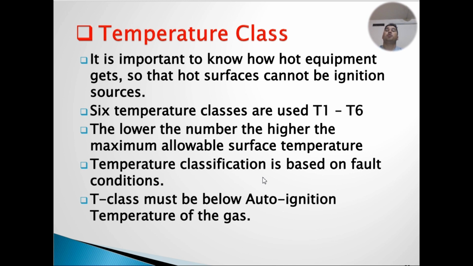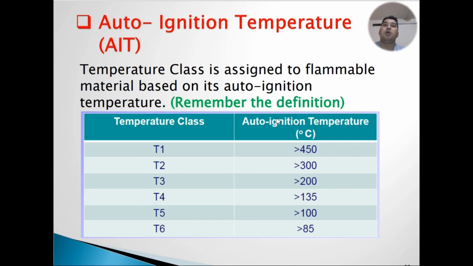Temperature classification is based on fault conditions. Temperature class must be below the auto ignition temperature of the gas. Now, auto ignition temperature: as we know, whenever any solvent or any material reaches a certain temperature, it will automatically start to burn. Temperature class is assigned to flammable material based on its auto ignition temperature. Now the temperature classes, as we know, there are 6 classes, T1 to T6. So the T1 temperature will be above 450 degrees Celsius.